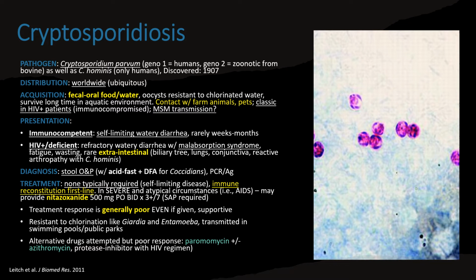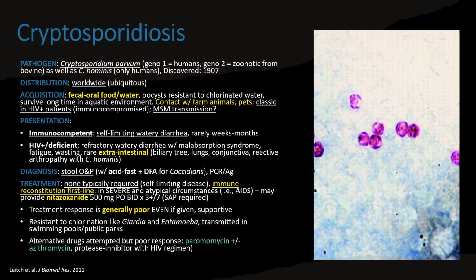The diagnosis is made with stool O&P with special direct fluorescent antibody staining for coccidian parasites. If you suspect Cryptosporidium, you must specifically request this testing. Treatment is typically not required, however, for most patients, since most patients will have a self-limiting disease even if they're immunocompromised. Remember to reconstitute the immune system and possibly provide nitazoxanide if you can obtain it via SAP for a short course, 3 to 5 days, if severe or protracted.